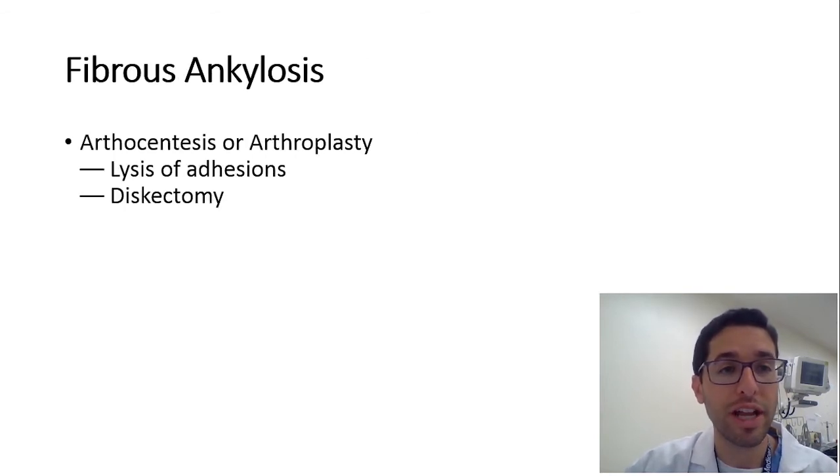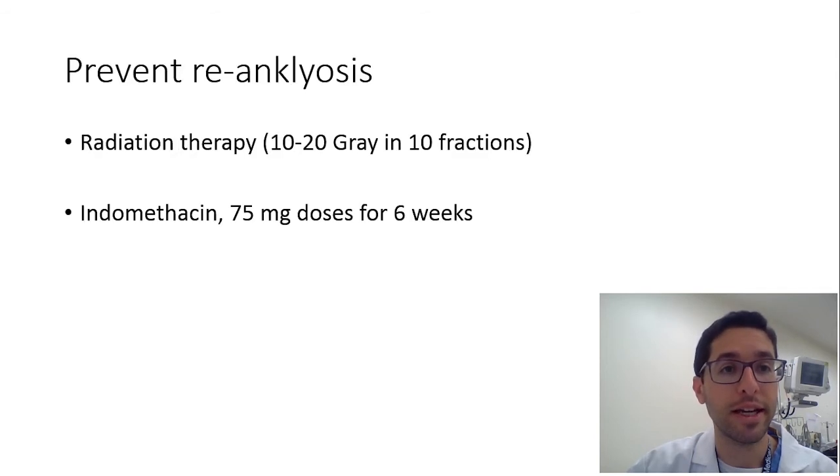Fibrous ankylosis. So now you're thinking of adhesions. So the primary treatment for that would be an arthrocentesis or an arthroplasty, and via both of them, via this endoscope, you could break up these adhesions, lysis of adhesions, or you could do an open surgery like arthroplasty, and you could do a discectomy and remove the disc.